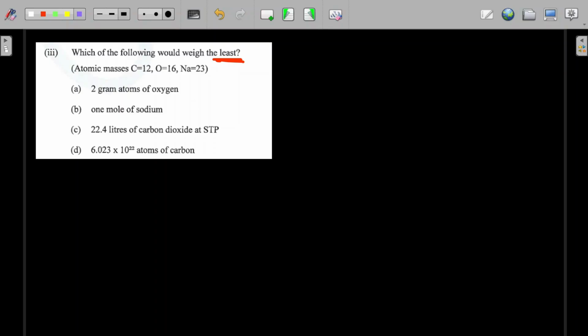Okay. 2 gram atoms of oxygen. See, gram atom is nothing but moles only. Remember, gram atom is moles. Gram molecule is also moles only. So 2 moles, meaning 16 into 2, 32 grams. 1 mole of sodium. Sodium atomic mass is 23, so 23 grams. 22.4 liters of CO2, this is nothing but 1 mole only. But 1 mole of CO2 is 44 grams. We just know that. 1 mole of carbon here is 12 grams. So the least will be D.